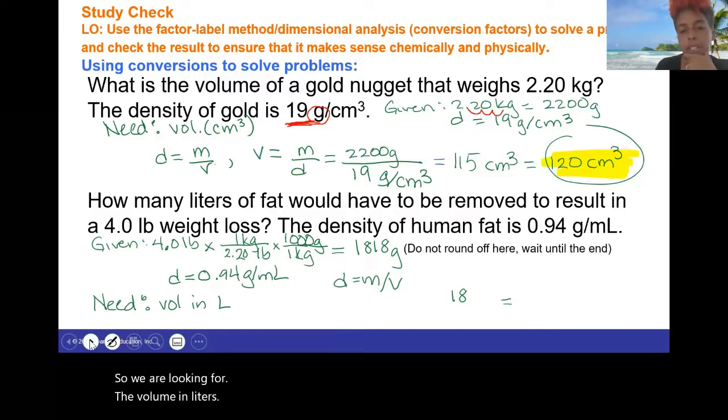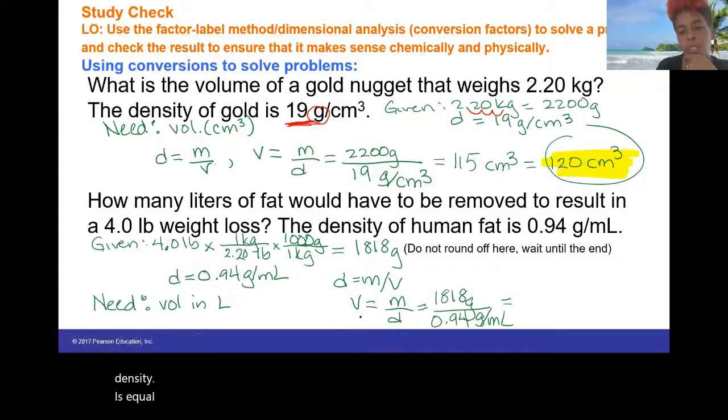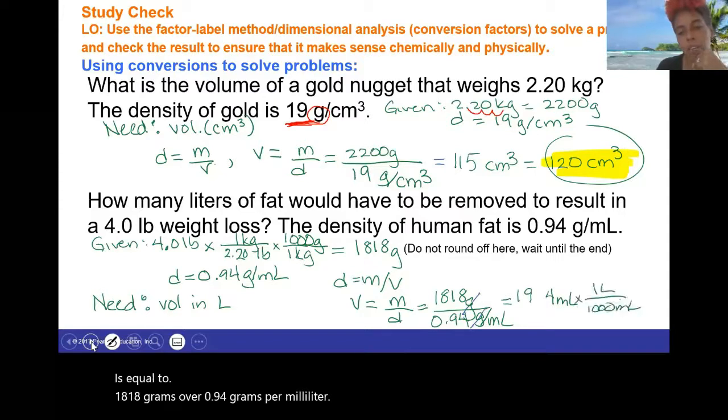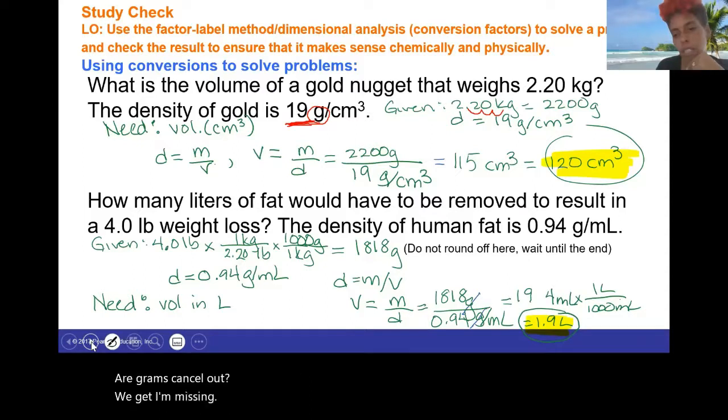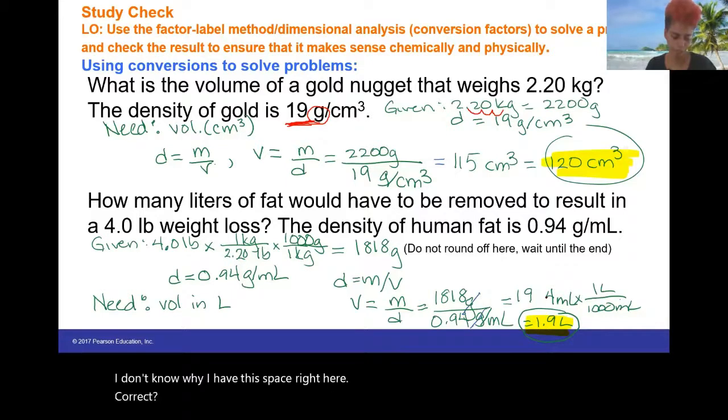So we're going to rearrange our density equation to give us volume. We get mass over density is equal to 1818 grams over 0.94 grams per milliliter. Our grams cancel out. I don't know why I have this space right here. Let me make sure this calculation is correct before we move on.